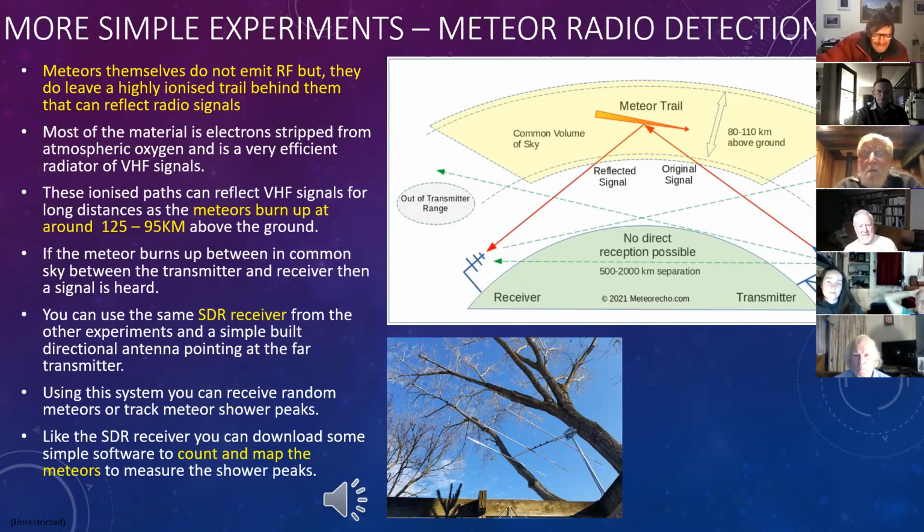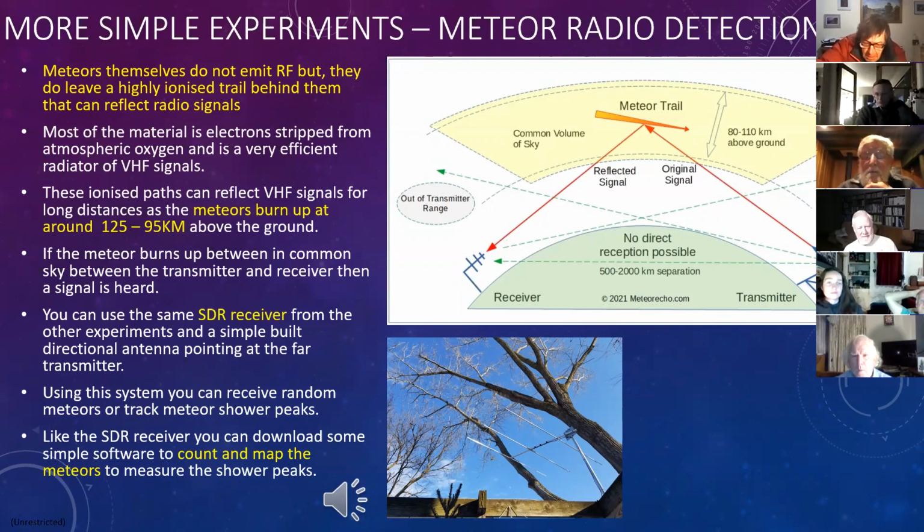Now, there are two types of meteor scatter that we use, and one is forward scatter and one is back scatter. And what I mean by that is that we're sending out a signal to an area of the sky where a meteor may pass through. Some of the signal will be bouncing off the trail and will reach out much further from us.